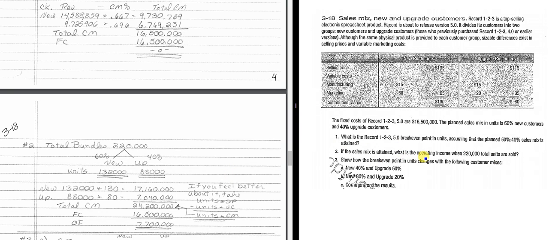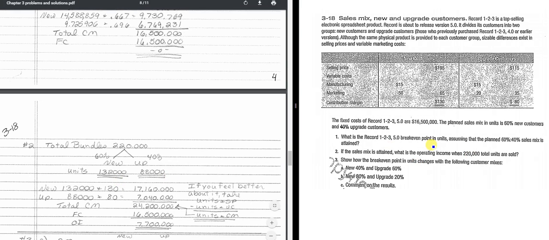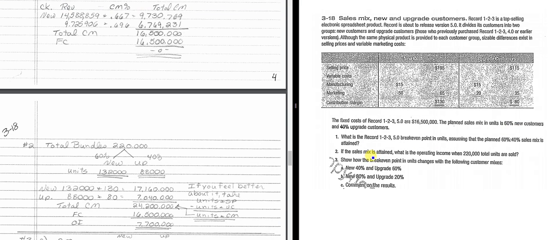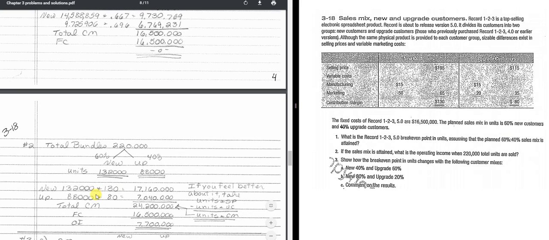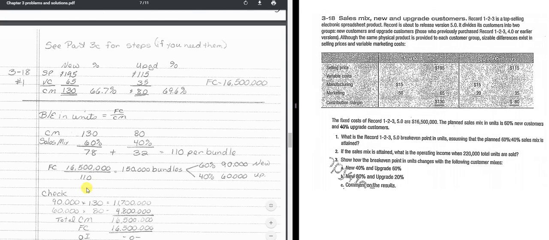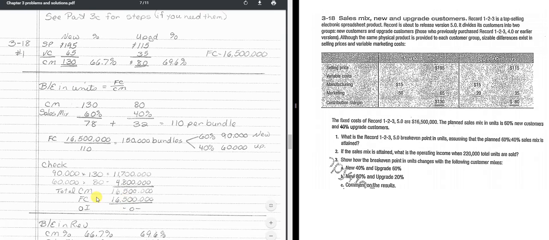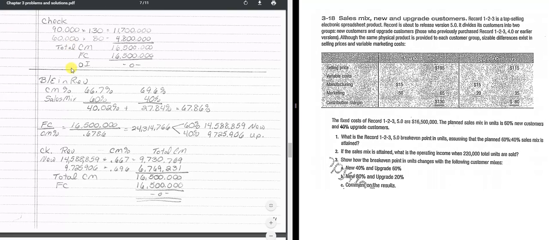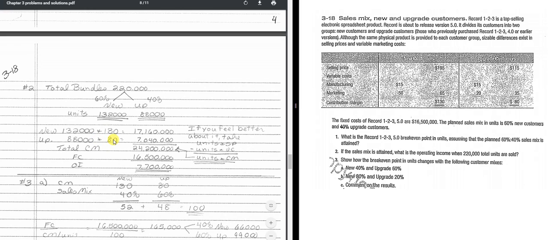If the sales mix is attained, what is the operating income for 220,000 total units sold? So I have 220,000 total units. 60% of them are new, so 60% of the 220 are new, 40% of the 220 are upgrade. So 132,000 new times my contribution margin of 130. Again, you could take it times the 195 and subtract the 65, but this is just a shortcut. And the $80 on the other one, I have my fixed costs and I have 7.7.